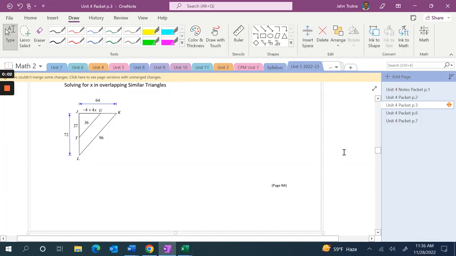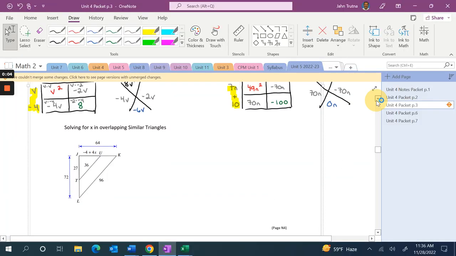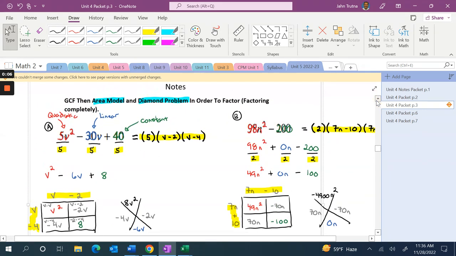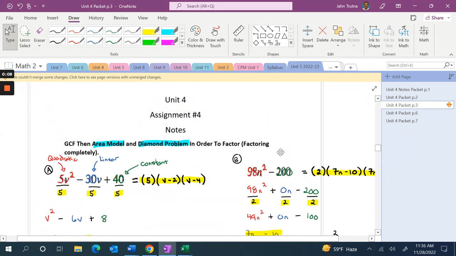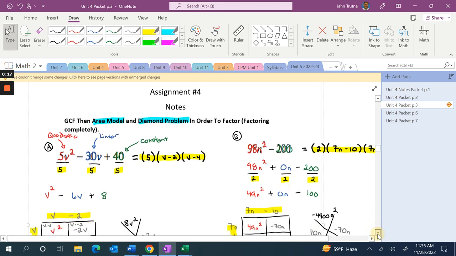Okay, Unit 4, Assignment Number 4's notes. So in class, we already started the top part where we did the GCF. Then we made the area model and the diamond problem in order to factor. So in other words, we were factoring completely.